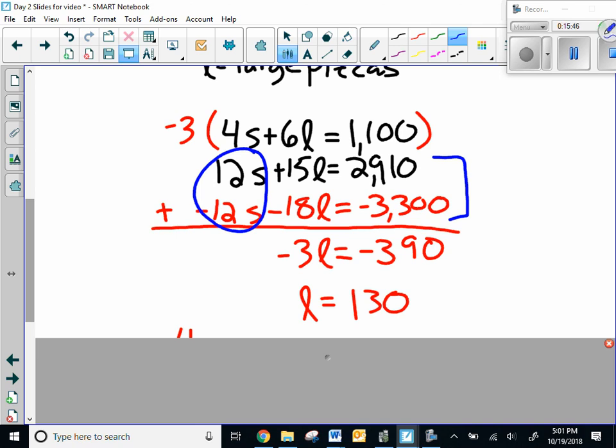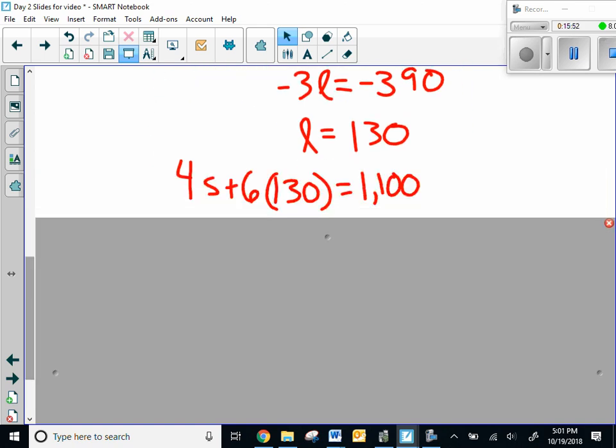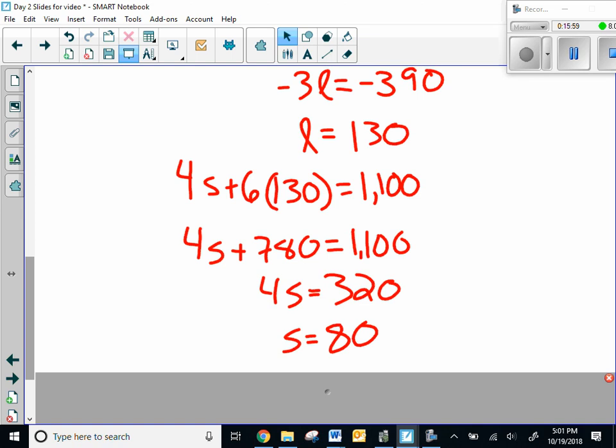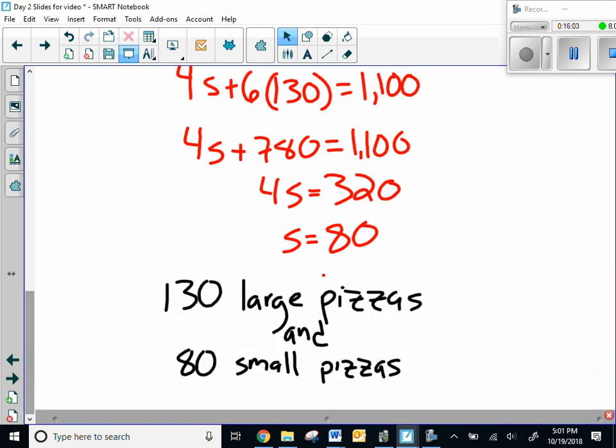Then, once I have that, again, plug that L into one of the original equations. I think I chose the one from week 1, because it was smaller numbers, and solved for S. S is 80, so there would be 130 large pizzas and 80 small pizzas made both weeks. They made the same amount each week. All right, then let's look at another example.